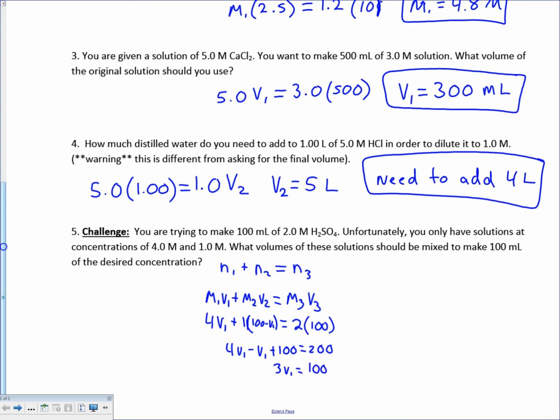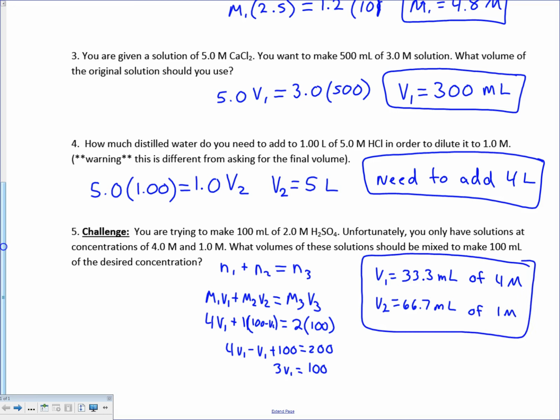And then you get V1 equals 100 divided by 3, or 33.3 milliliters, which means the remainder is V2. That's going to equal 66.7 milliliters. Just to keep in mind, V1 was the 4 molar solution, and V2 was the 1 molar solution. So that's how we would mix them if we wanted to make the correct concentration there.